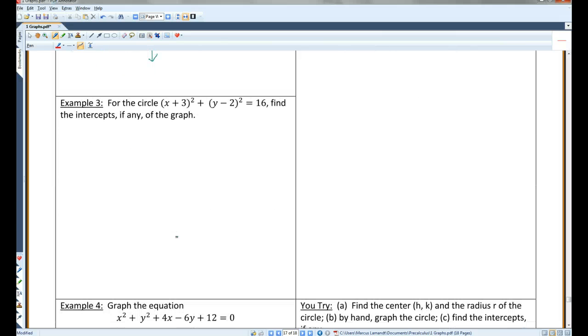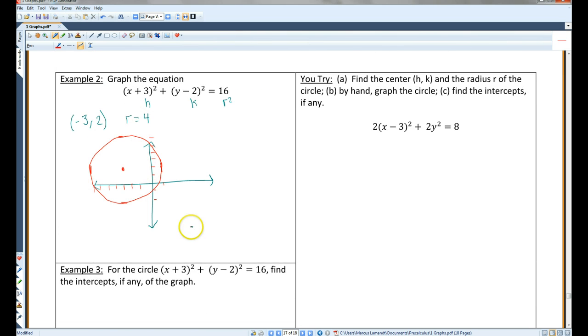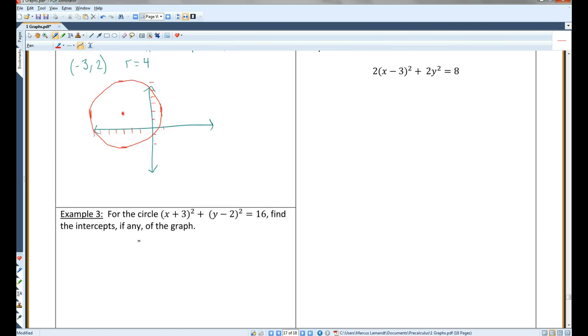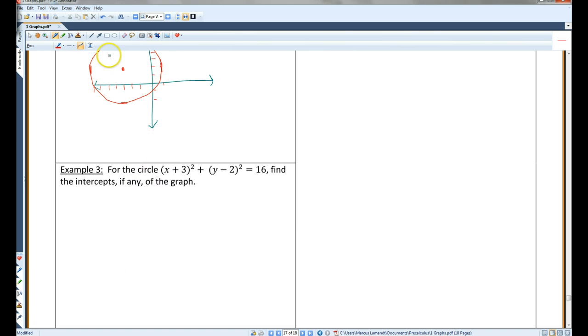Okay, example 3. For the circle (x plus 3) squared plus (y minus 2) squared equals 16, that's what we have up here. Find the intercepts, if any, of the graph. All right. We're going to do this the same way we would do this with a linear equation. So to find the x-intercept, I'm going to plug in 0 for y. So (x plus 3) squared plus (negative 2) squared equals 16.